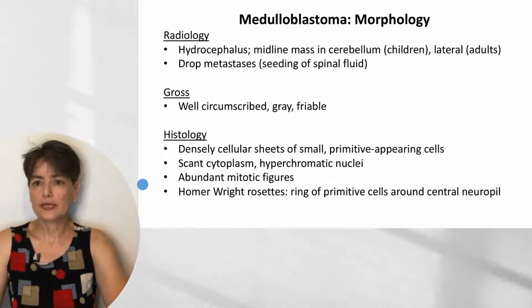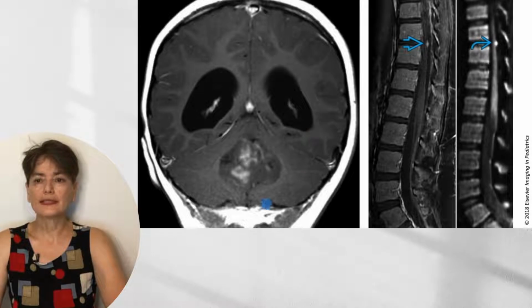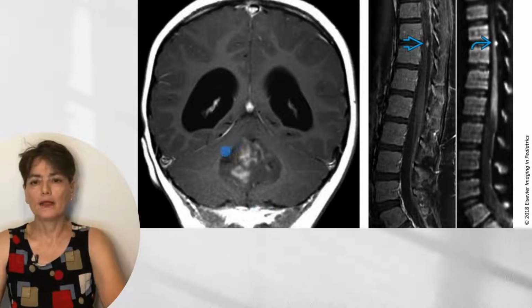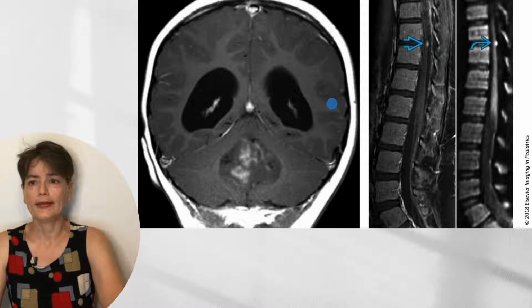And then a finding that we can see here is something called a Homer-Wright rosette, which is a ring of primitive cells around central neuropil. So let's take a look here. This is the classic appearance of a medulloblastoma. Here we have the tumor arising here in the cerebellum. It's blocking CSF flow, causing this pressure hydrocephalus, leading perhaps for this patient to nausea, vomiting, and headaches.